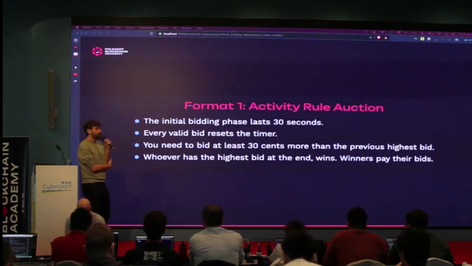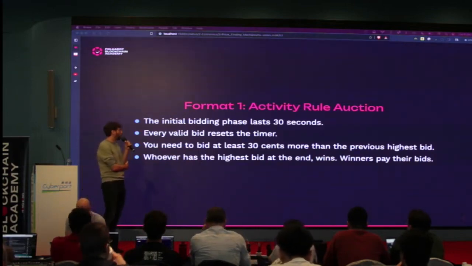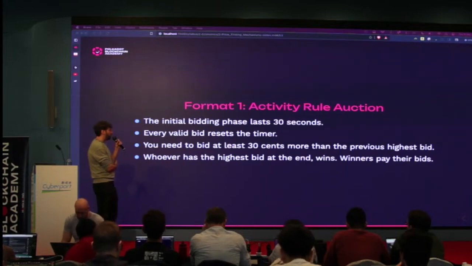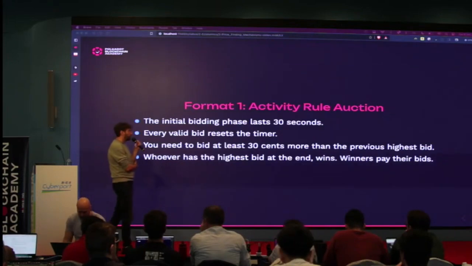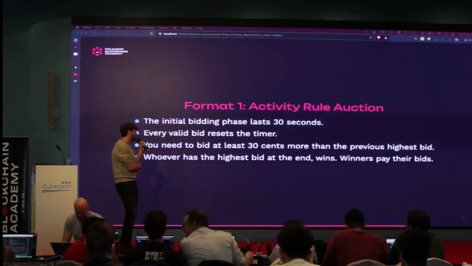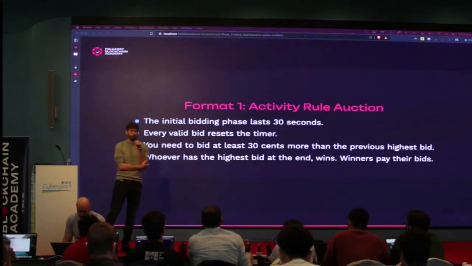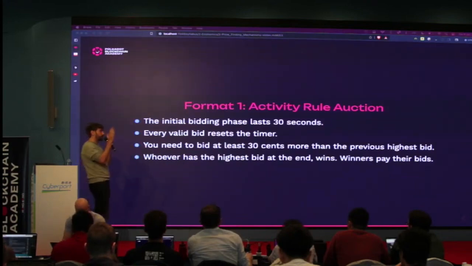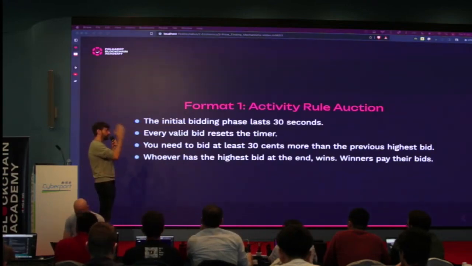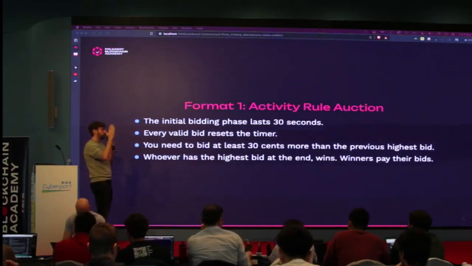The initial bidding phase, this is the activity rule that we talked about before, lasts 30 seconds. Every valid bid resets the timer. You need to bid at least 30 cents more than the previous highest bid. Whoever has the highest bid at the end wins, and the winner pays their bid. So it's a first price auction. Does that make sense? The timer goes down, and whenever somebody bids, the timer goes up, but you need to bid 30 cents more than before, right?